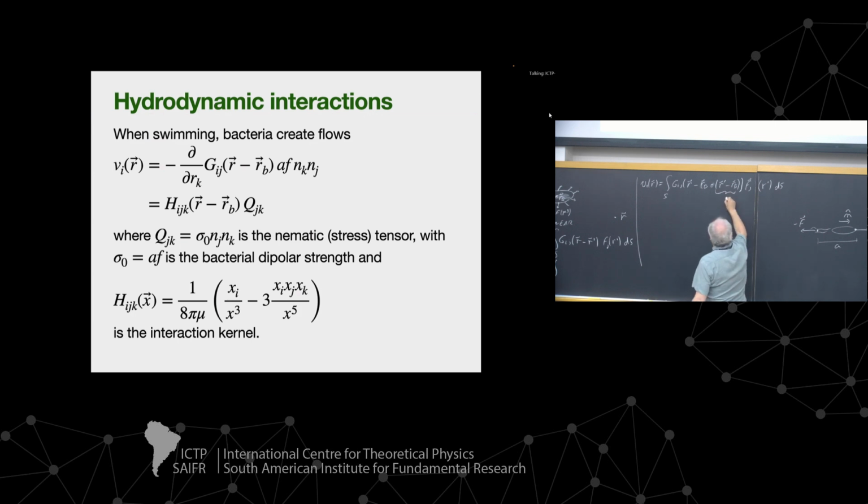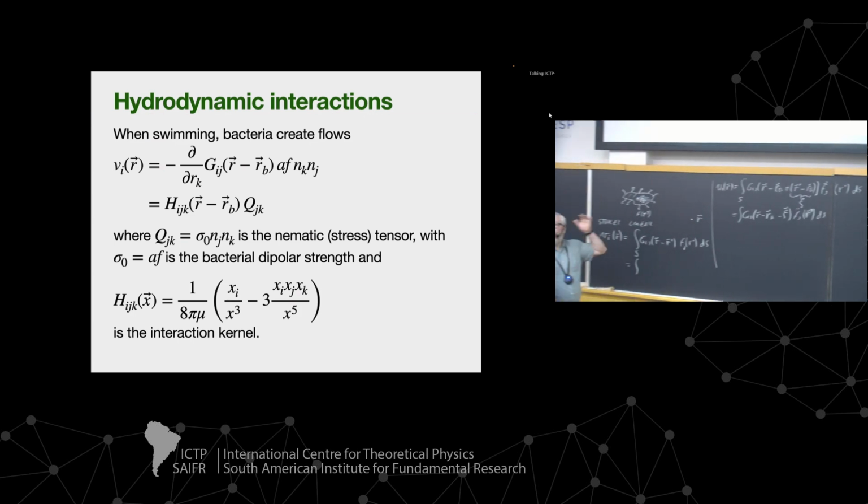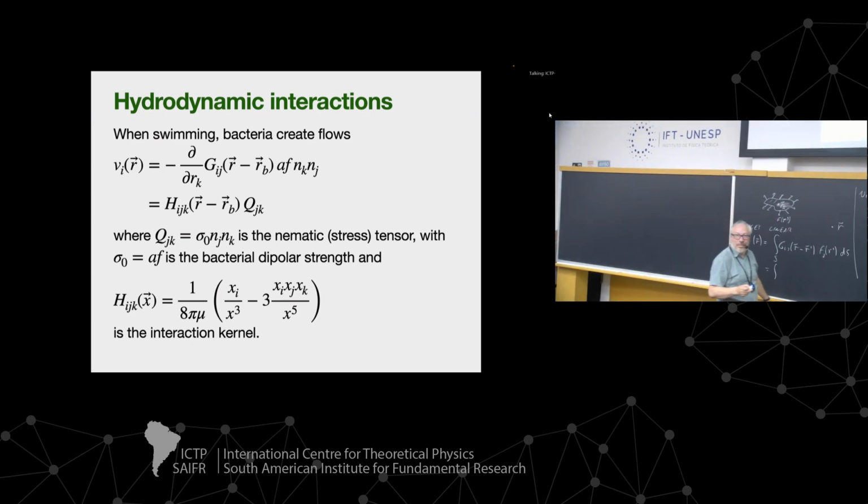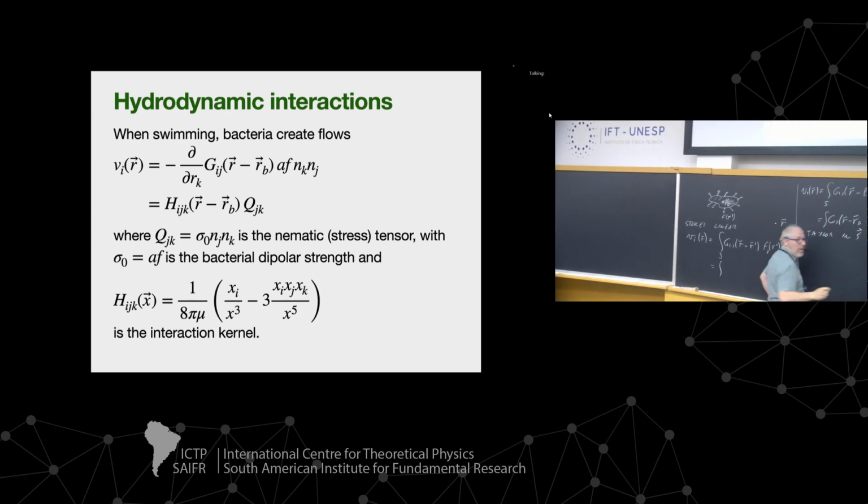I'm going to call this chi. So this is G_ij (R minus R_B minus chi) F_j of R prime dS. And now you can say that R prime is well defined. And now what you can do is a Taylor series, a Taylor series in this vector. And why do you do that?